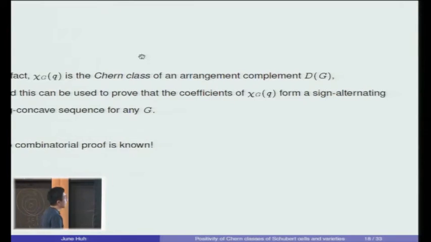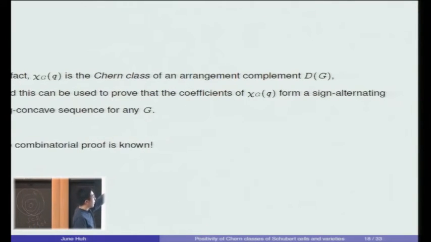That algebraic variety would be the complement of a certain arrangement of hyperplanes in a projective space, and I'm going to write it as D of G. And the point is that it's very easy to see that the Chern class of this arrangement complement is, in fact, this chromatic polynomial of the graph. And the non-trivial step, which is where the geometry becomes truly useful, is that by studying the geometry of the arrangement complement, you can say fairly non-trivial facts about the chromatic polynomial, which are hard to explain by just looking at the combinatorics of the graph.